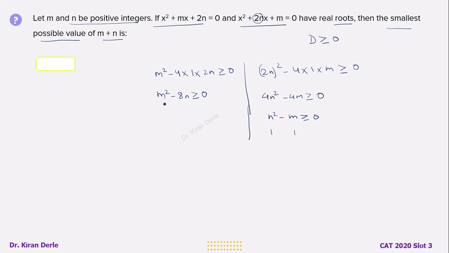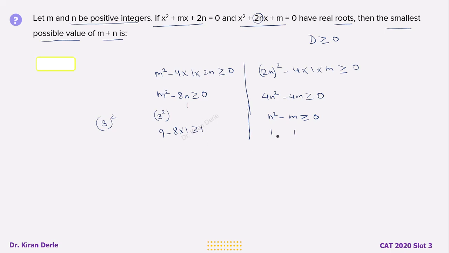But is it satisfying here? No, it is not satisfying here. See, m² is 1, and 8 into 1 is 8, right? So if n is 1, the minimum possible positive integer value of m will be 3. Yes or no? Then only it will be 3², which is 9 minus 8, considering the value of n, so this will give us 1.